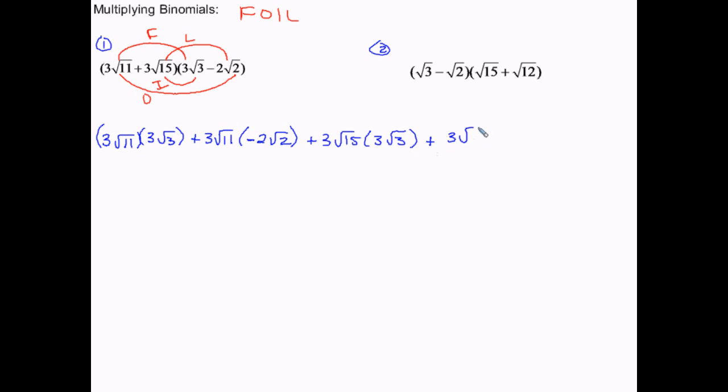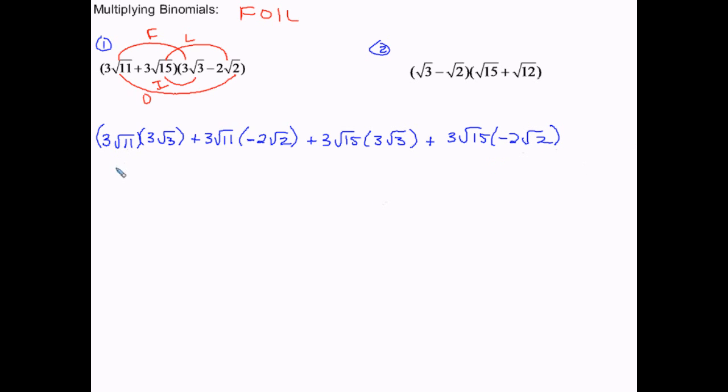What I end up with is 3 times the square root of 11 times 3 times the square root of 3. That's first. Outside gives me 3 times the square root of 11 times negative 2 times the square root of 2. Let me number these because I'm not going to be able to fit this. Okay. Inside is going to be 3 times the square root of 15 times 3 times the square root of 3. And last is going to be 3 times the square root of 15 times negative 2 times the square root of 2.